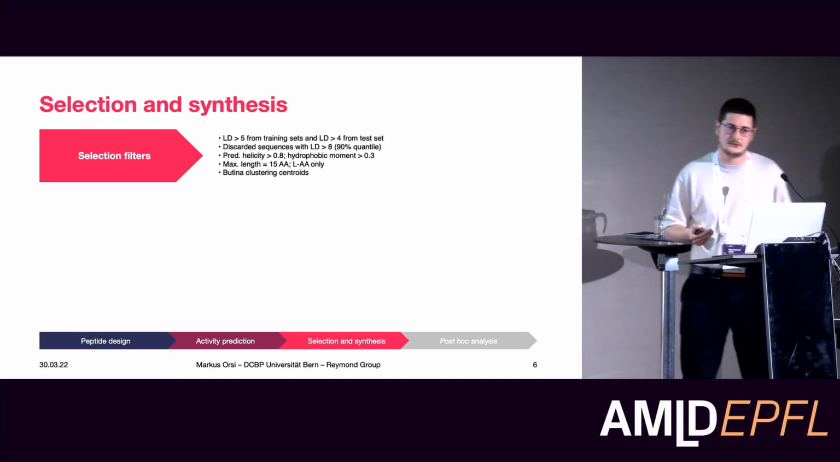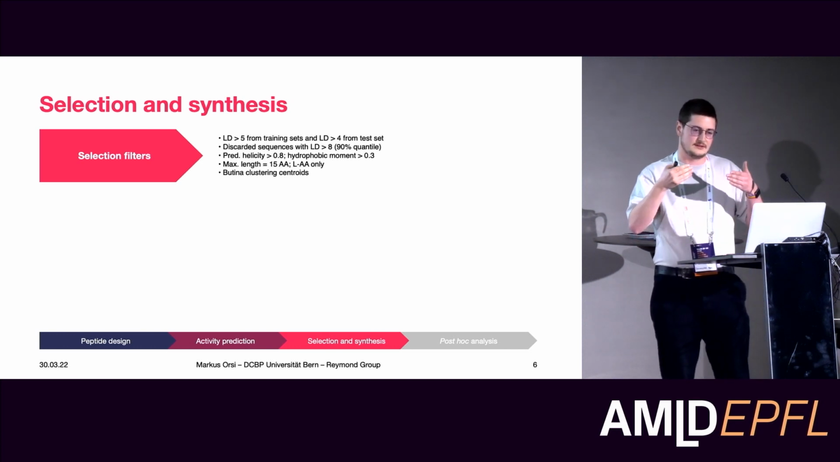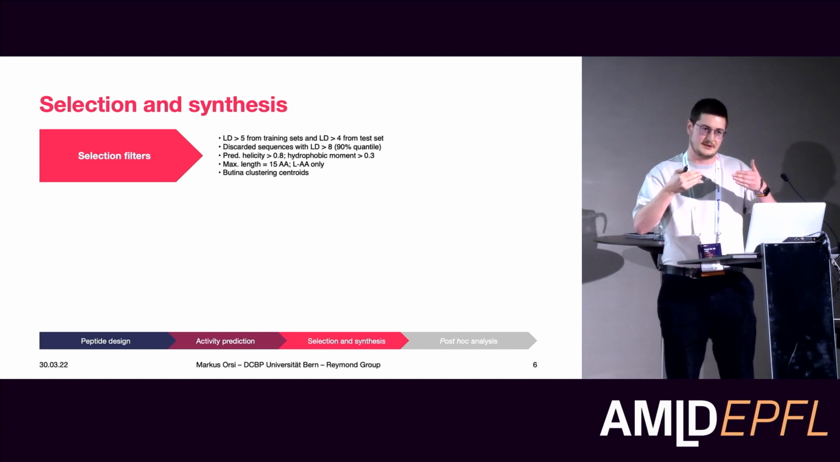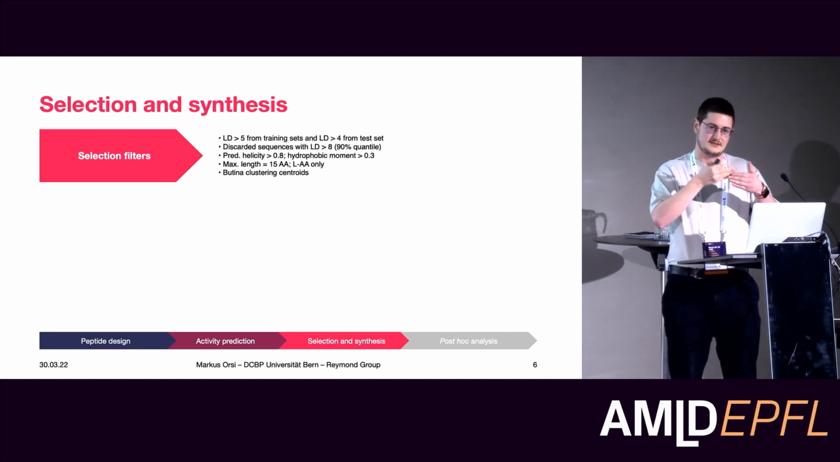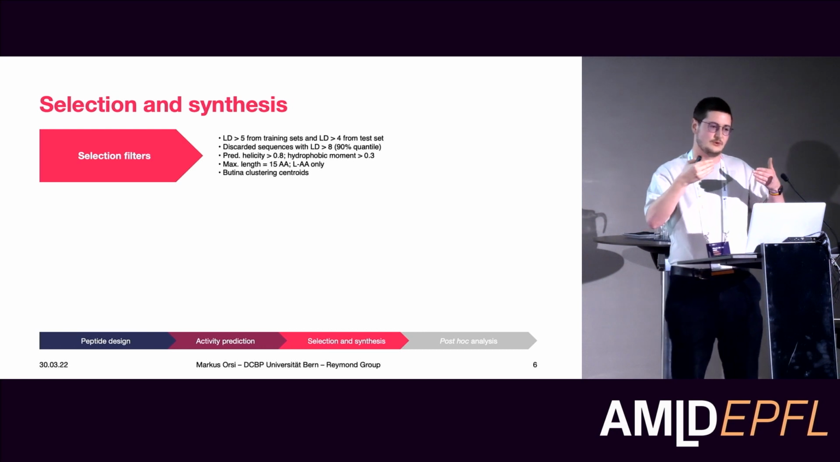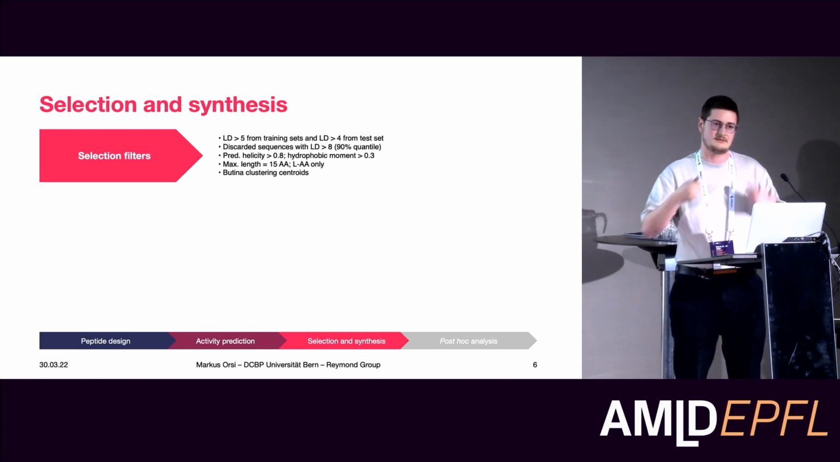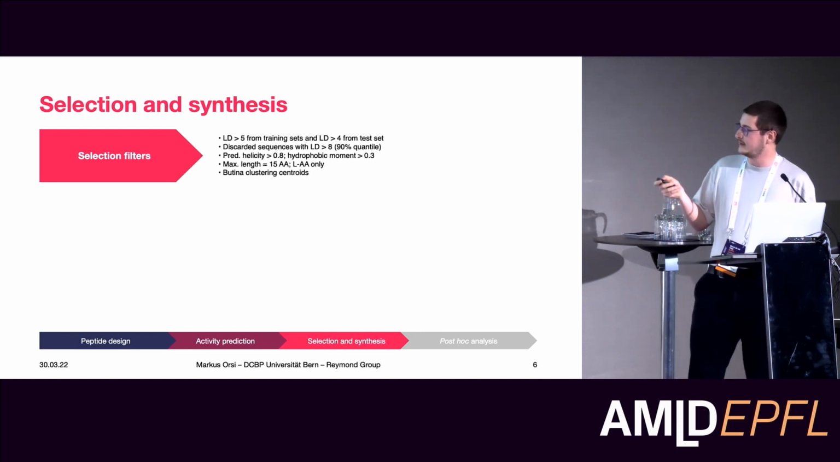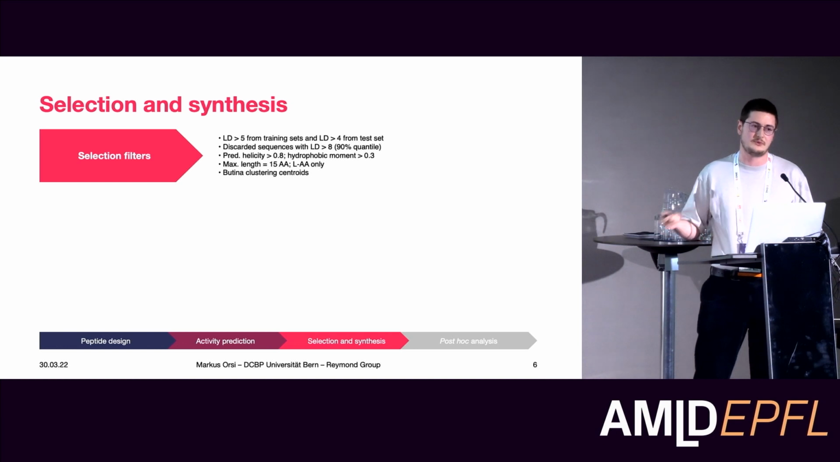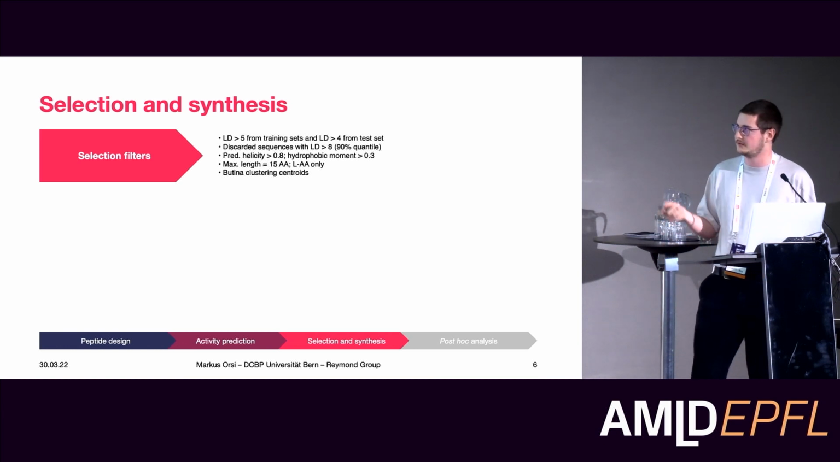For those that don't know, the Levenshtein distance is basically, when you compare two sequences, the number of insertions, deletions, and mutations that you have to do on one of the sequences so that they are the same. And we chose this filter just because we did not want to get sequences that were too similar to what we already showed to our model.